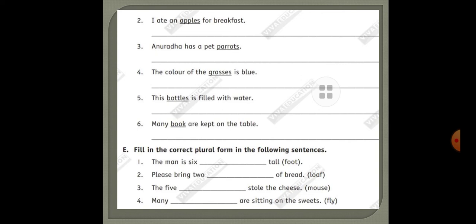The 5 dash stole the cheese, mouse. Plural of mouse is mice. You can write mice. Number 4 is many dash are sitting on the streets, fly. Plural of fly is flies. Many flies are sitting on the street.